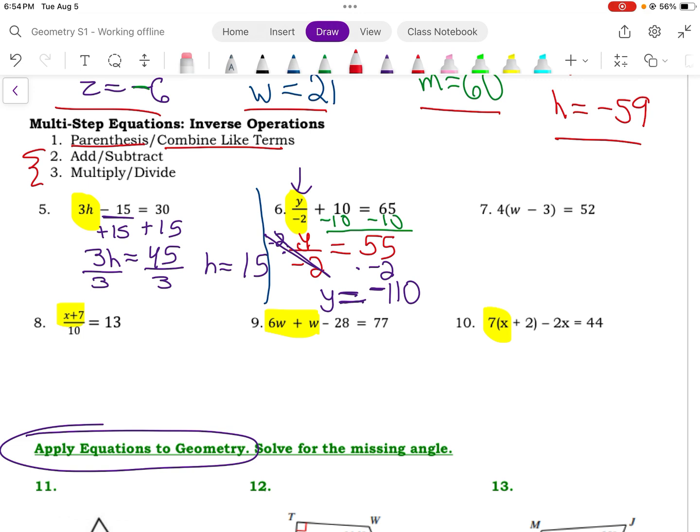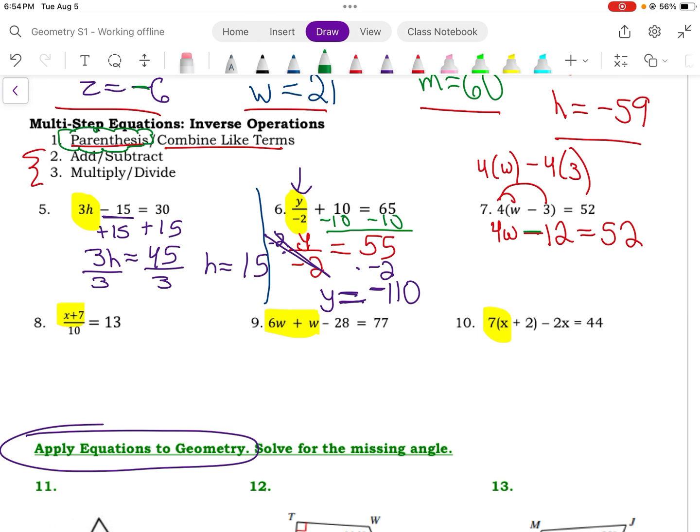Now we've run into parentheses. 4 needs to hang out with both things on the inside. So 4w minus, take that negative, 4 times 3 is 12. You are multiplying that 4 to the w, and you're multiplying that 4 to the 3. That's distributive property, which is parentheses. That's a fancy way, that's how you give to both things.